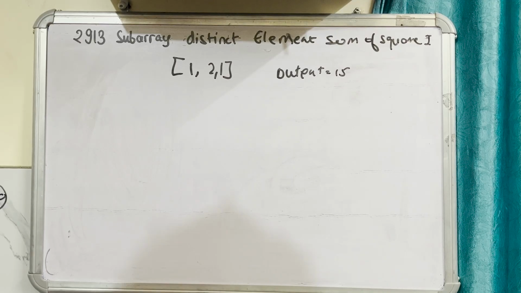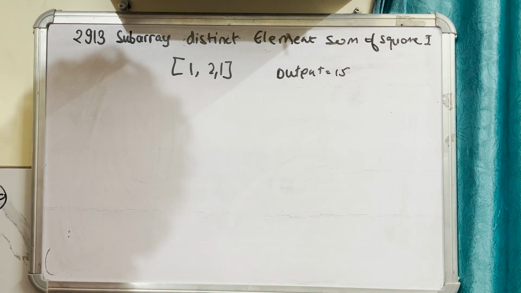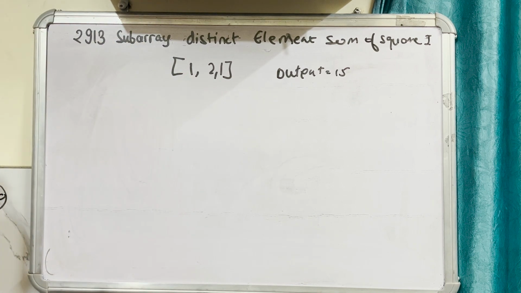So hey guys, we are going to discuss question number 2913, which is Subarray Distinct Element Sum of Squares I. Let me read out what this question is asking from us. It is a very simple question, you can say. The question is asking you to return the sum of squares of distinct counts of all subarrays of nums.